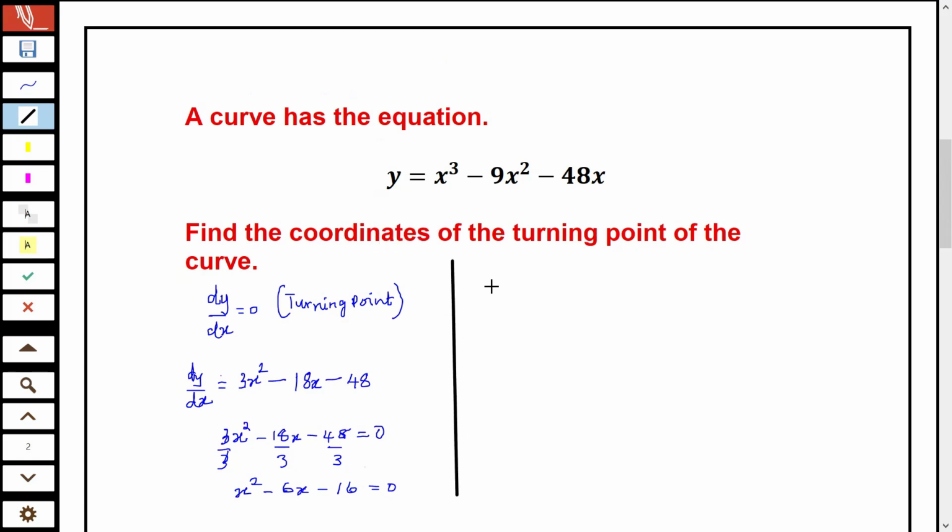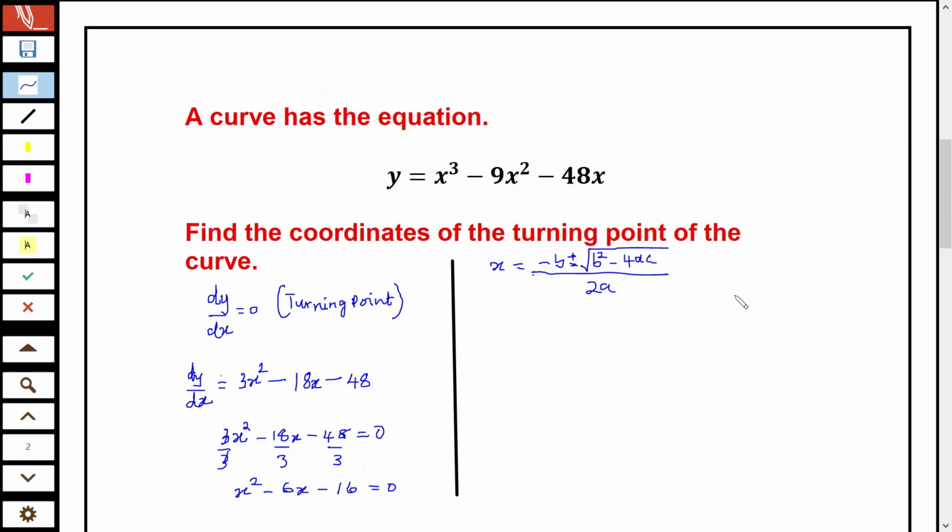So at this point, we will have to introduce the quadratic formula method. By applying the quadratic formula method, the formula says x equals negative b plus or minus the square root of b squared minus 4ac, over 2a.